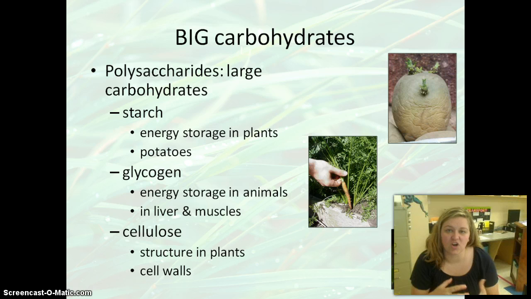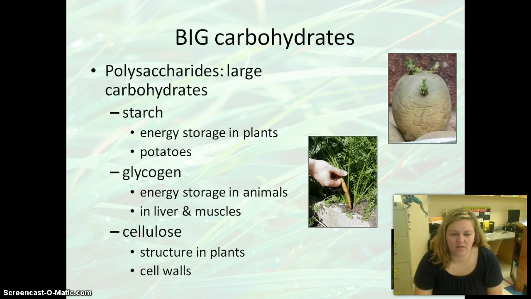These are things like starch. Starch is used to store energy in plants like potatoes. Whenever you boil some potatoes and you get all that foamy water up on top, that's because of the starch that's being released from the potato. Glycogen is what we use to store energy. It's found in our liver and our muscles. And then cellulose is what gives plants their structure, and it's found in their cell walls.